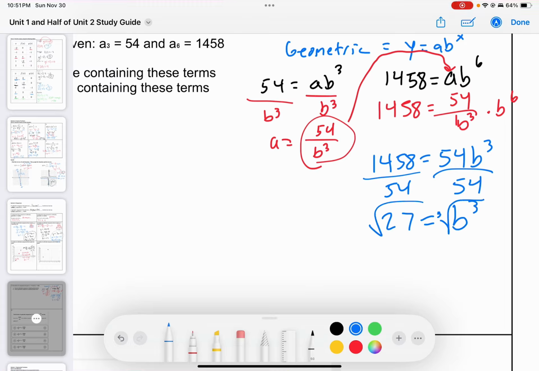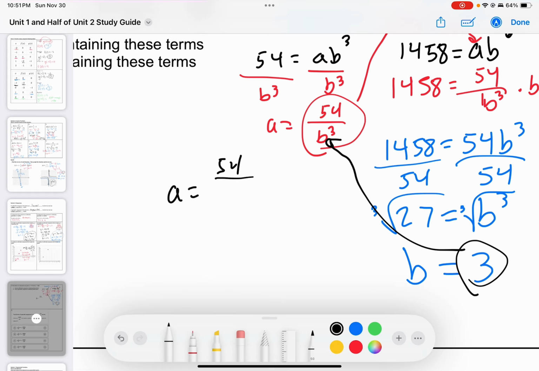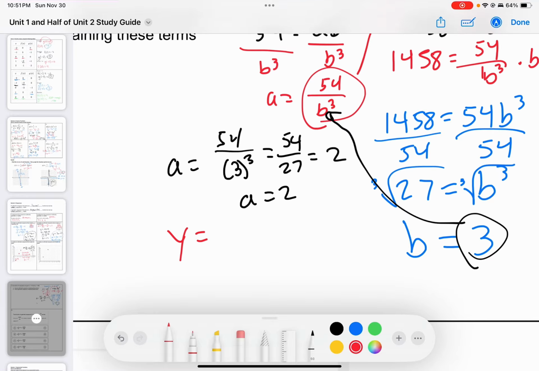Take the cube root of each side. So I'm asking myself, what number times itself 3 times makes 27? That is 3, because 3 times 3 times 3 is 27. So b is 3. And we can substitute that back in to find a. A is equal to 54 divided by 3 to the third. 54 divided by 27 is 2. A is 2. B is 3. So in exponential form, we get y equals 2 times 3 to the x. In geometric form, we get g of n equals 2 times 3 to the n.